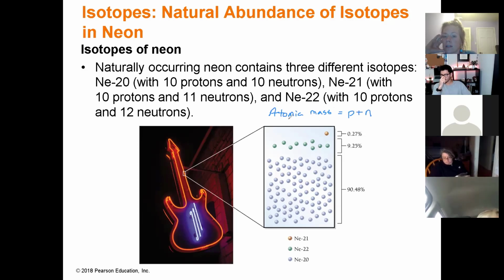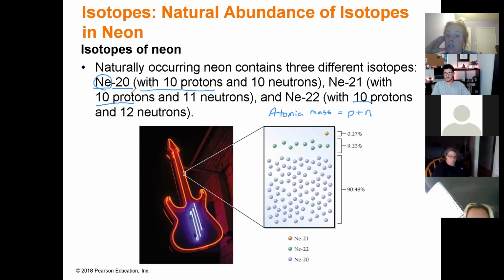Do we include electrons in atomic mass? No, because electrons are so tiny. Doesn't mean they're not important. They mess around with charge, but they don't have anything to do with mass. So when we talk about neon 20, well, first of all, let's talk about neon. What makes neon neon? Look on your periodic chart. If it's neon, it has to have 10 protons. There's no debating that. So neon will always have 10 protons. Doesn't matter if it's neon 20, neon 21, or neon 22. There are 10 protons in each of those case scenarios.